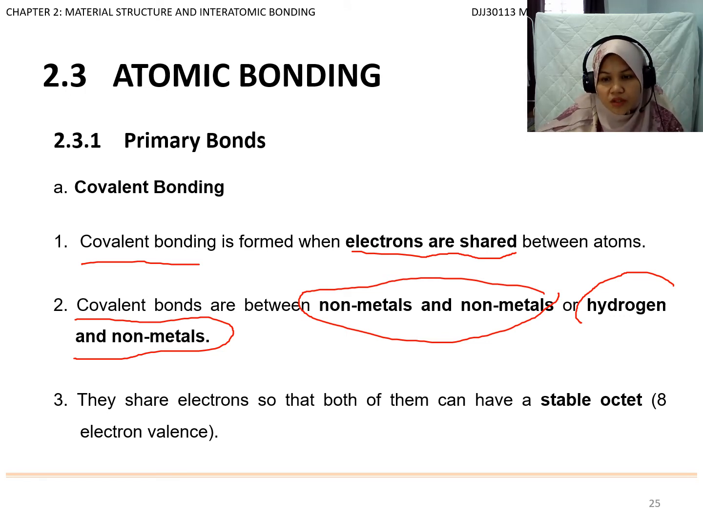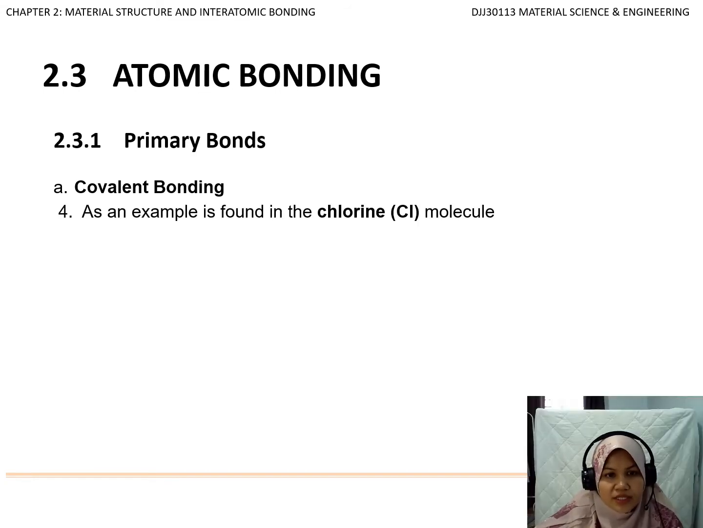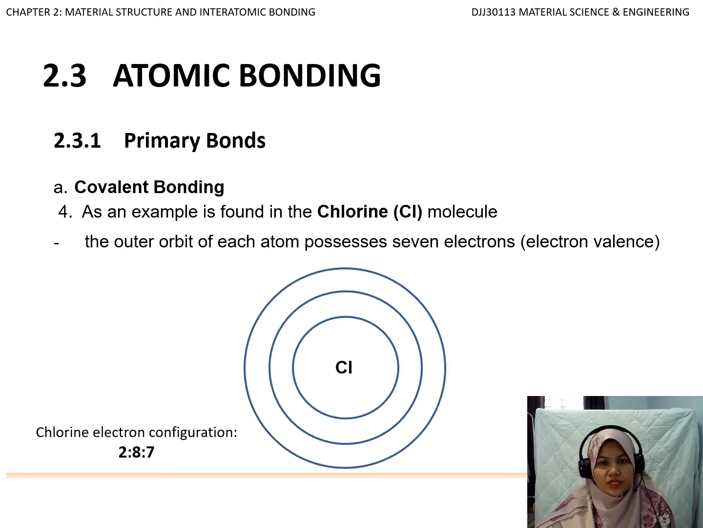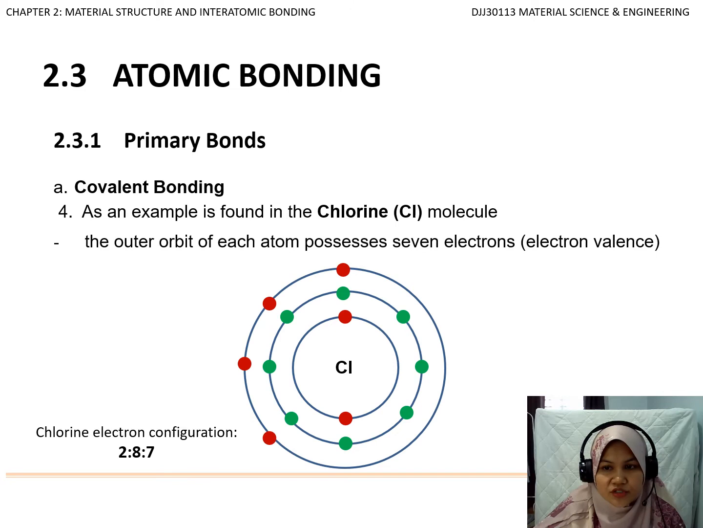Kenapa dia berkongsi elektron? Kerana biasanya elemen tersebut dia unstable. So maksudnya dia kena berkongsi elektron untuk menjadikan dia stabil lah. Untuk stabil dia memerlukan electron valence jumlah dia mesti 8 ataupun kita panggil stable octet, 8 electron valence. So, as an example, this is found in the chlorine molecule. The outer orbit of each atom possesses 7 electrons.